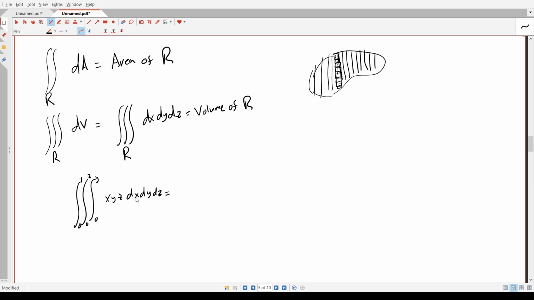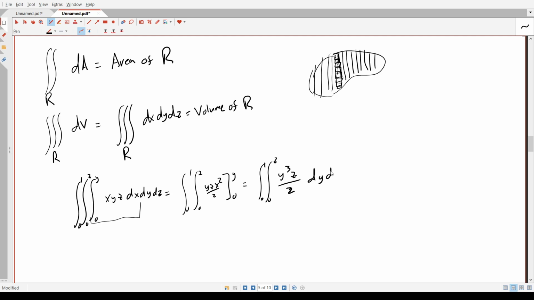Okay, so just like before, I do the innermost one first. So I'm integrating this with respect to x, from 0 to 1, from 0 to z. So I integrate this with respect to x, and I get y z x squared over 2 from 0 to y. And I end up with y cubed z over 2.